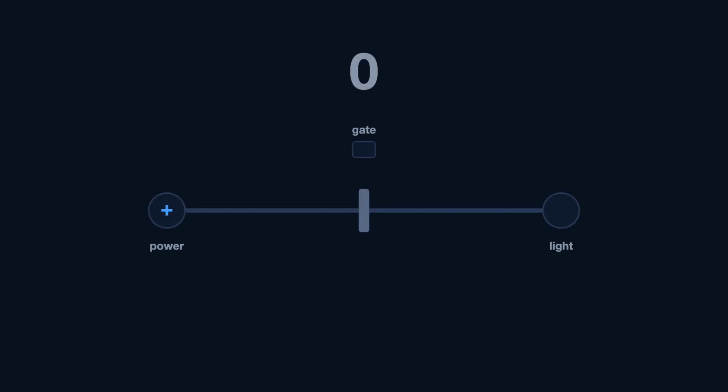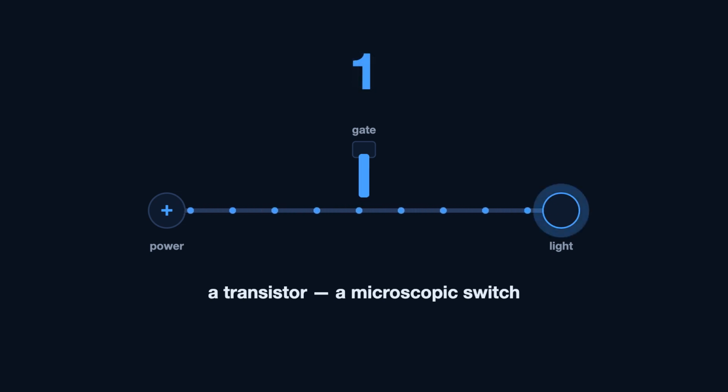Physically, a bit is just a switch. Your computer holds billions of microscopic transistors, each one either letting current flow, that's a 1, or blocking it, that's a 0.